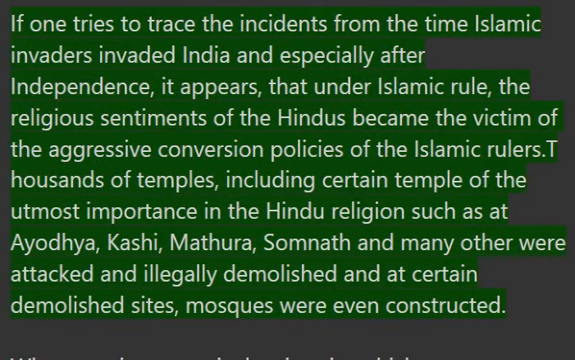If one tries to trace the incidents from the time Islamic invaders invaded India and especially after independence, it appears that under Islamic rule, the religious sentiments of the Hindus became the victim of the aggressive conversion policies of the Islamic rulers. Thousands of temples, including certain temples of the utmost importance in the Hindu religion such as at Ayodhya, Kashi, Mathura, Somnath and many others, were attacked and illegally demolished, and at certain demolished sites, mosques were even constructed.